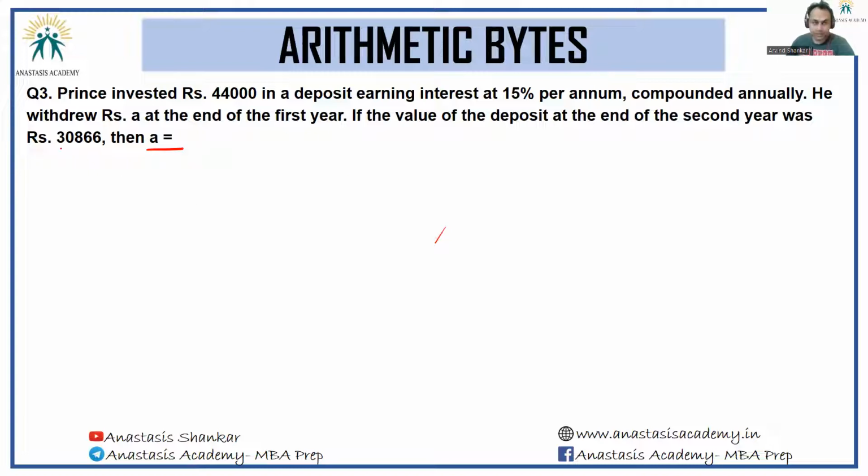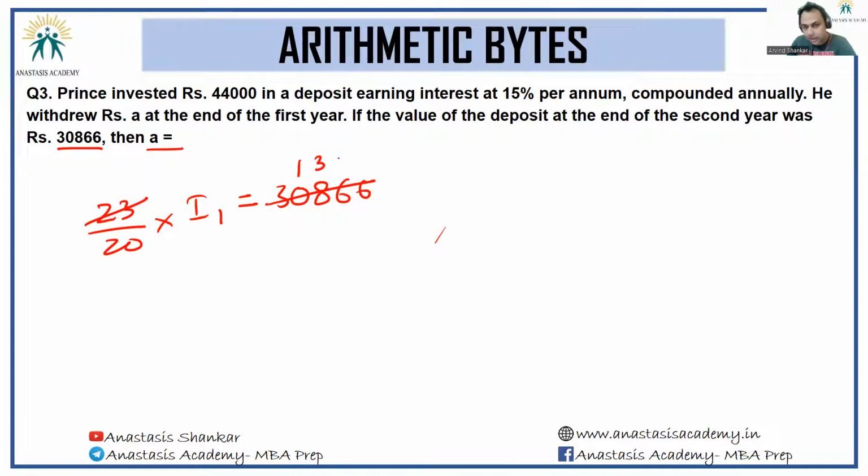I will work my way backwards. At the end of the second year, if this was the amount left, what was the investment that was still earning interest at the end of the first year? That is given by the interest rate, this, no? So 23 by 20 into investment left at the end of the first year should be equal to 30866. Investment left at the end of the first year is 26840.